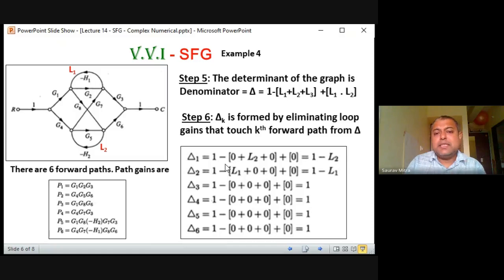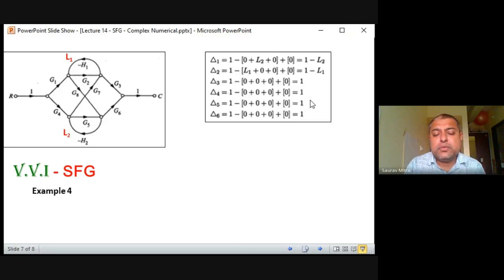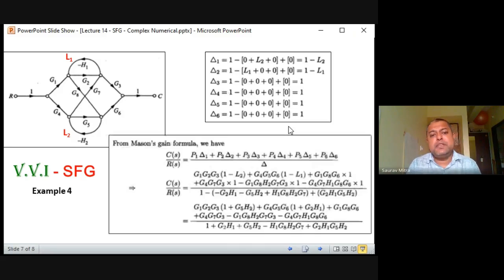And all the things are now done. We know what is delta 1, we know what is delta 2, and delta 3, 4, 5, 6 all are equal to 1. So here we are having all the P, so there will be P1 delta 1 plus P2 delta 2 plus P3 delta 3 up to P6 delta 6. That means there will be 6 terms in the numerator, and the denominator will be comparatively easier. There will be only 5 terms in the denominator: 1 minus L1 plus L2 plus L3 plus L1 L2. So let us see what is going to be the overall transfer function of the system.